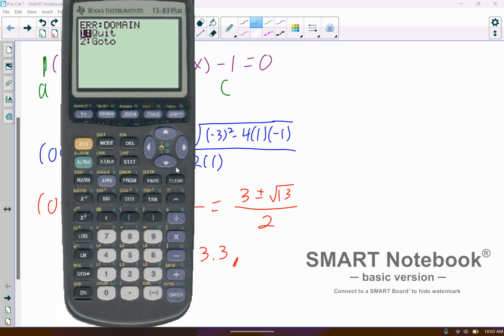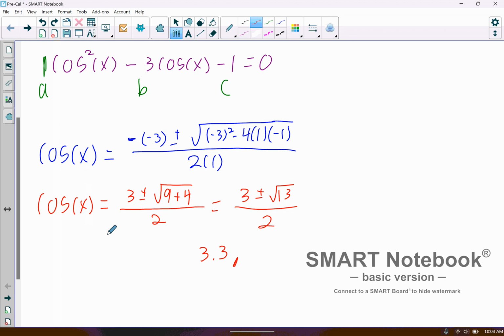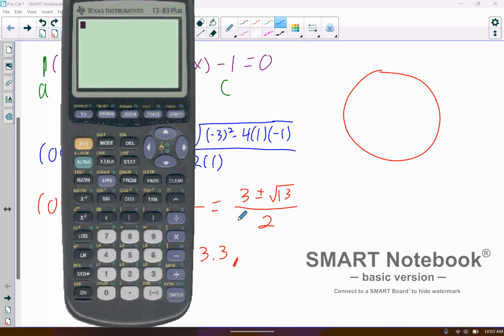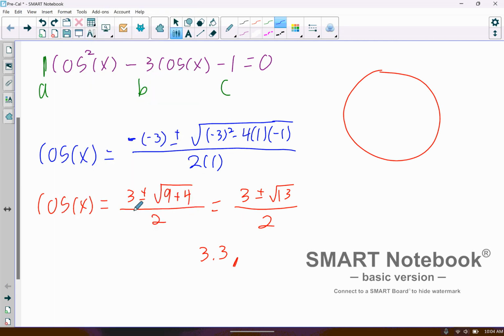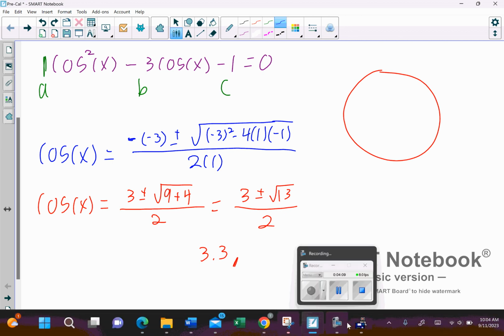Oh, you know what? That is out of my range, actually. I should have known that. Your cosine going around your unit circle is never going to be more than 1. So that one, I can just ignore. Now let's try the other one. We'll do the minus right here. Just to review, your cosine has to be between negative and positive 1. You can't be less than negative 1 or greater than positive 1.